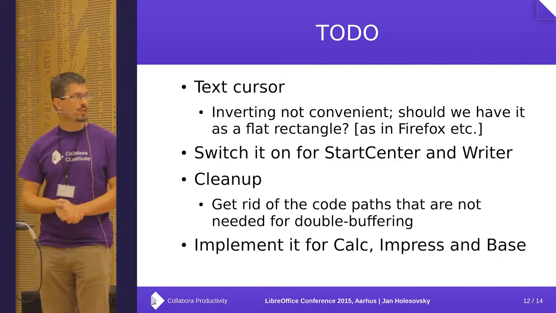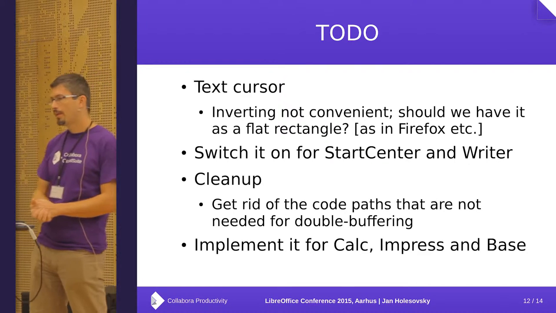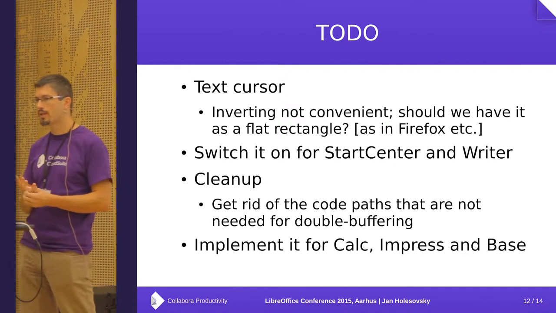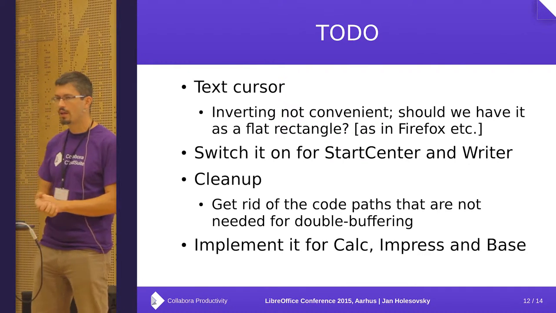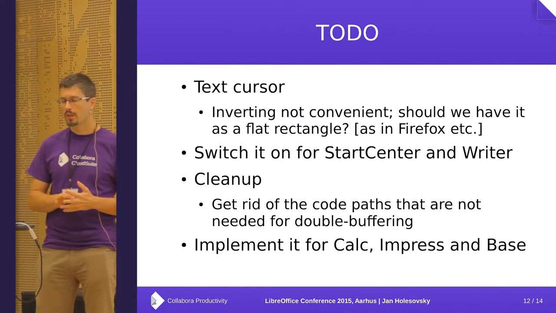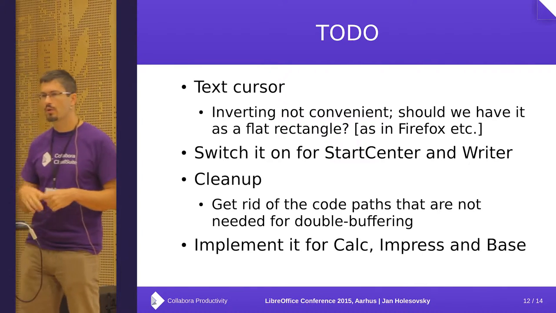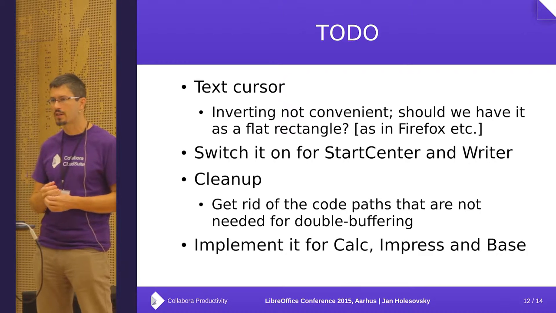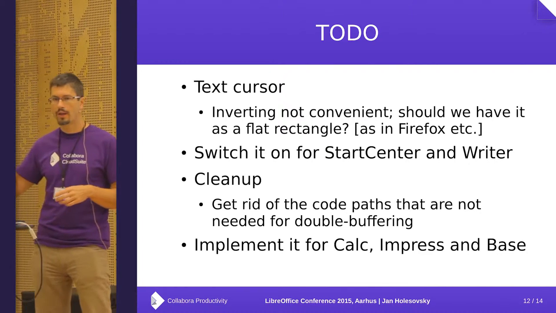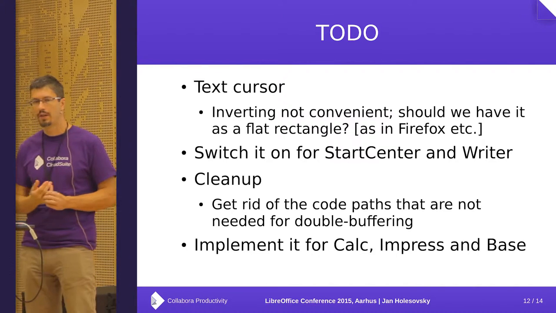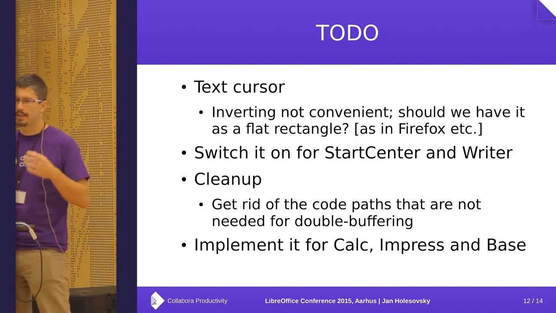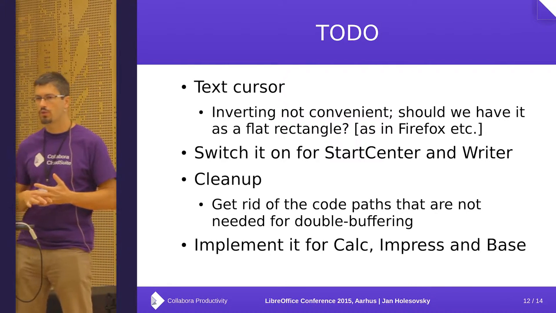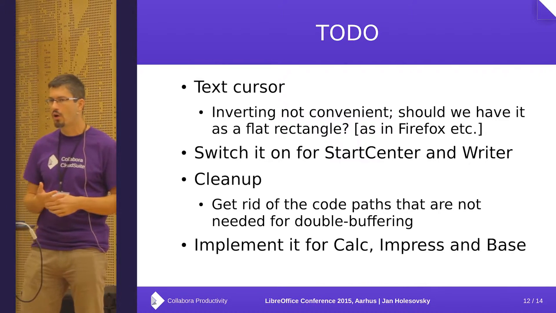The next thing would be to switch it on for the start center and Writer, so that it is used in master and people can report bugs in case they see them. That is a bit challenging because currently, when you start some application inside the start center, it reuses the window. So you can have the start center, start Calc, and it appears directly in this start center window. So we just need to make sure that we are able to switch the double buffering off in that case.